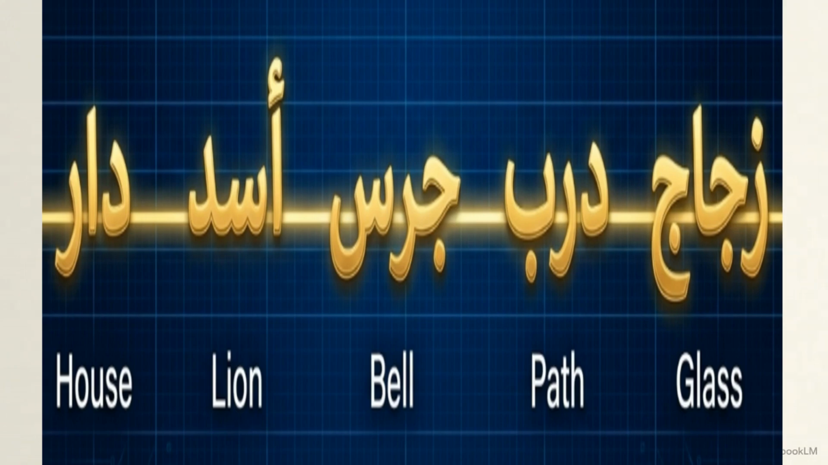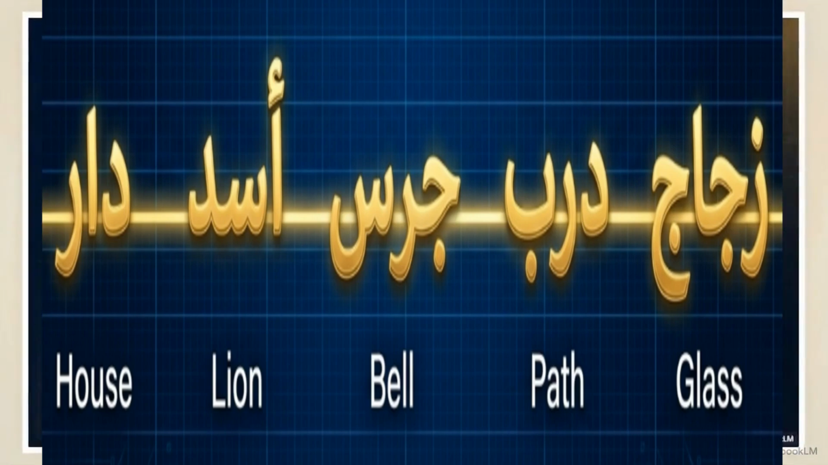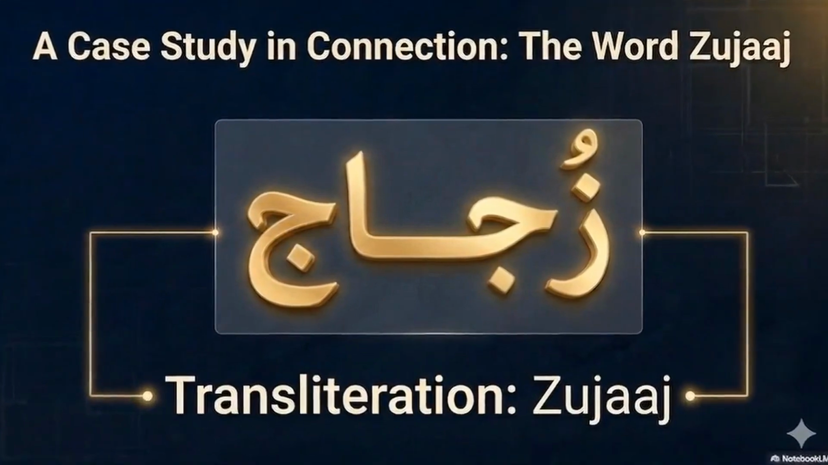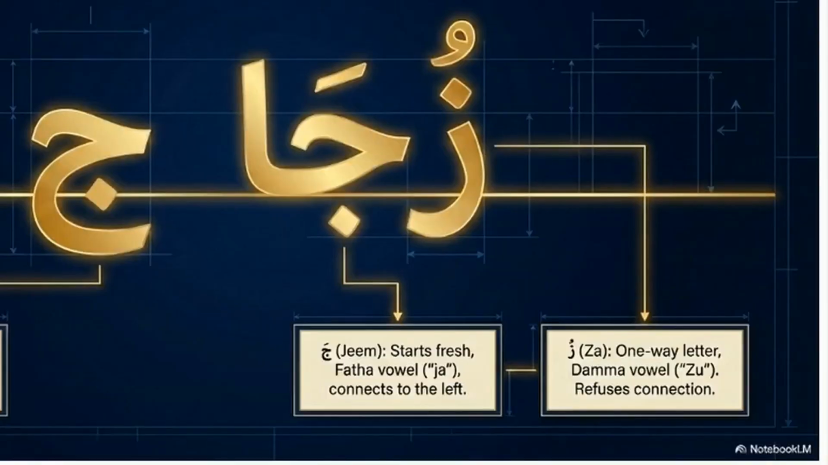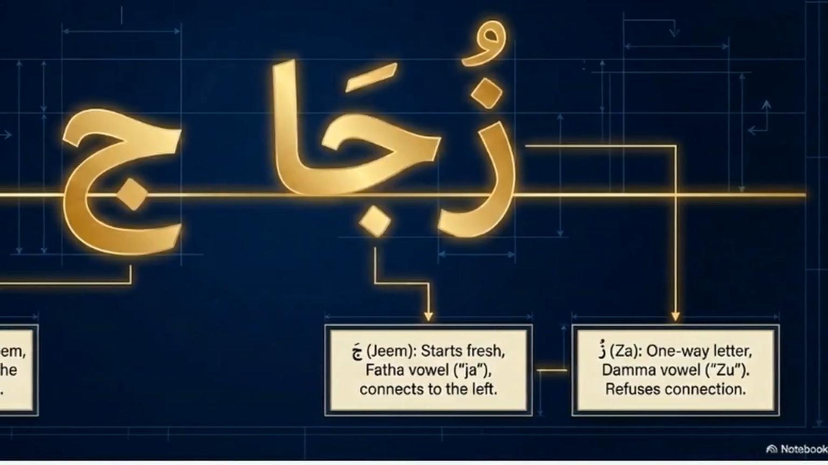We are now going to apply these roles to a more complex structure to prove you can decode real architectural logic. The word Zujaj, meaning glass. Tracing from right to left, we start with za with a Damma vowel, making the short sound zu. Za is a one-way letter, so it forces a break.